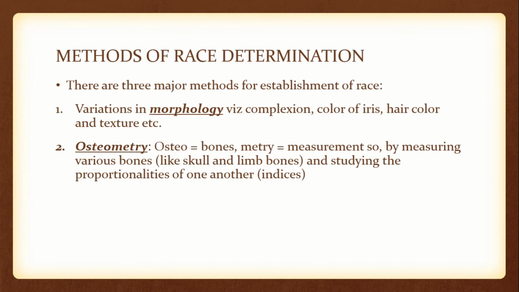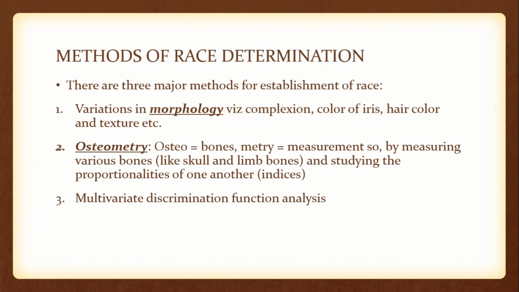Second method is by doing osteometry. Osteo stands for bones and metric means measurement. So by measuring different aspects of bone, like of skull, like of limb bones, and studying the proportionalities of one another, that is calculating indices, we can easily determine the race of an individual, or at the very least take a guess what might be the race of that living person. Okay, this is our second method of race determination.